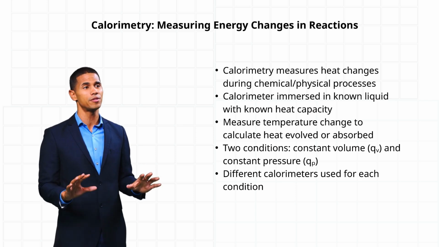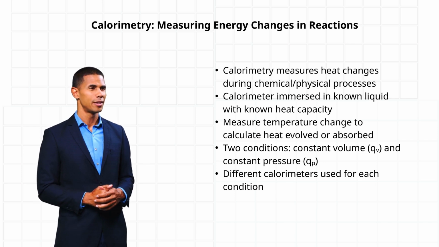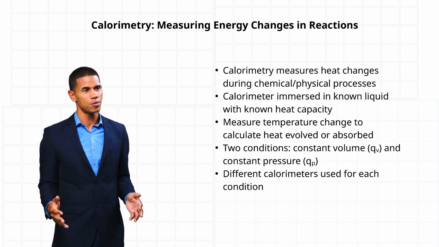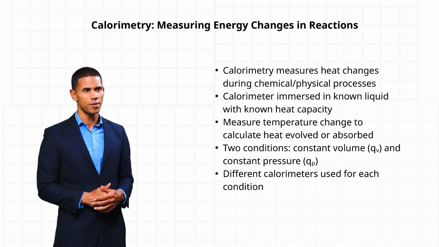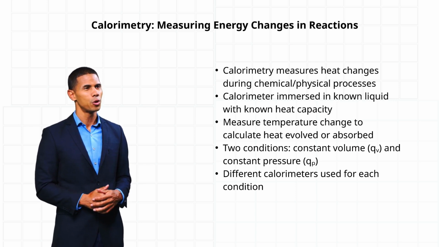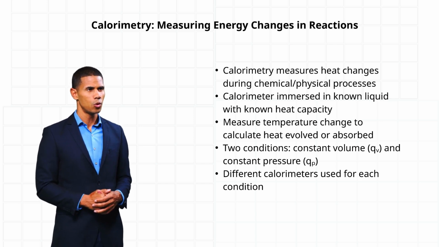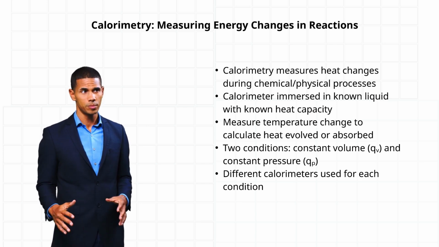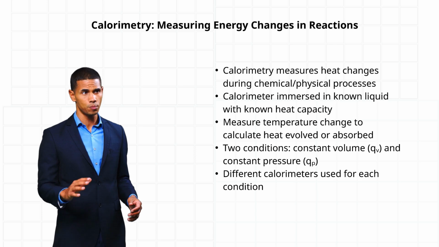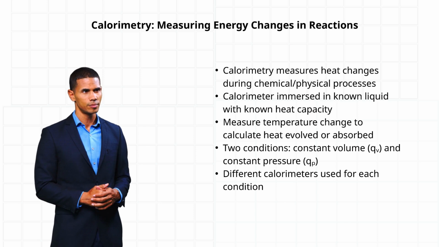Hello, curious minds! Measuring energy changes during reactions is crucial for understanding chemical behavior. Calorimetry is the method scientists use to do this. A calorimeter is a device where a reaction occurs, and it is surrounded by a liquid with known heat capacity. As the reaction occurs, heat is absorbed or released, changing the temperature of surrounding liquid. By tracking this temperature change, we can precisely calculate the heat evolved or absorbed by the reaction.